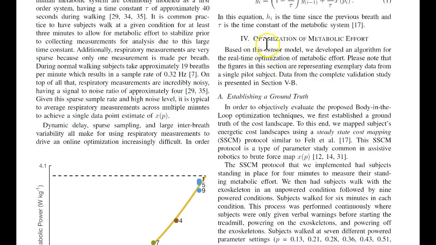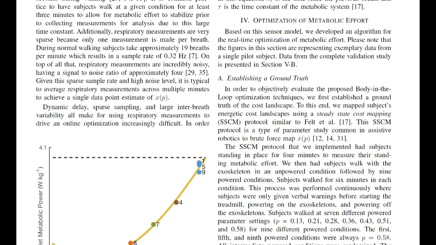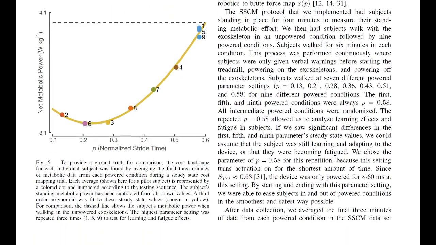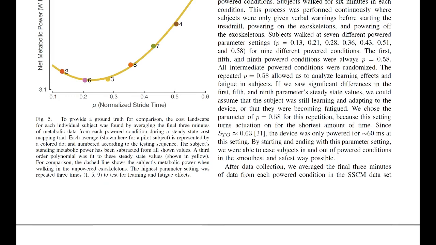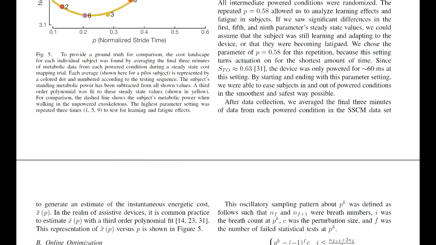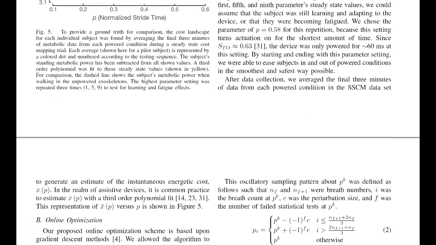Section 4 here, which says optimization of metabolic effort. Now, I had a little bit of confusion at first when I was looking at this section, but I think that it is still in the ballpark of solution, where they're first describing the methods that they use to figure out what would be the ideal, that they use in the evaluation section to compare as a baseline.